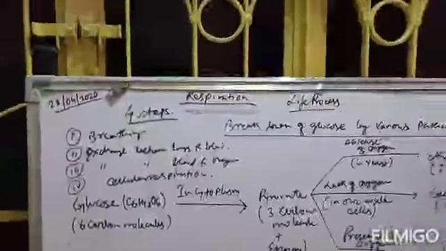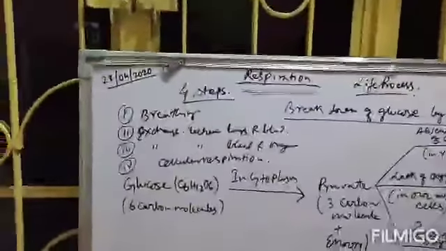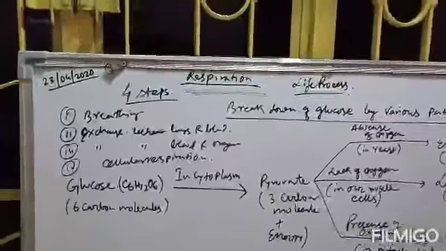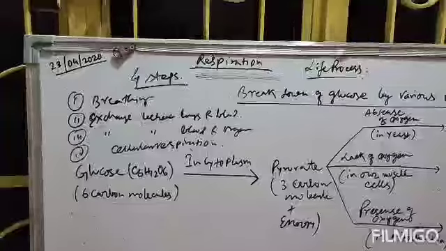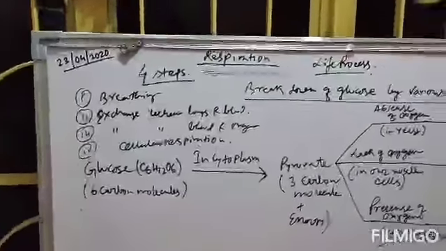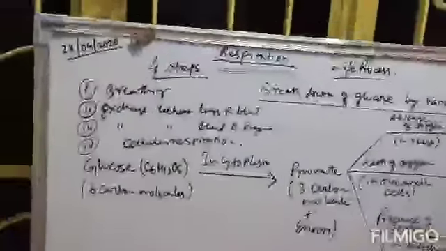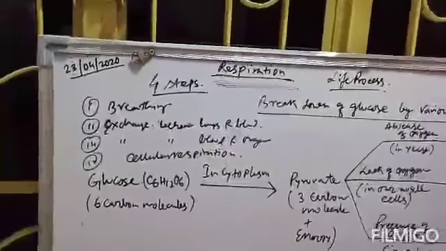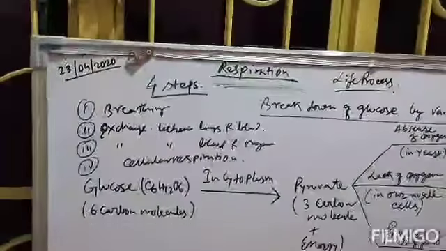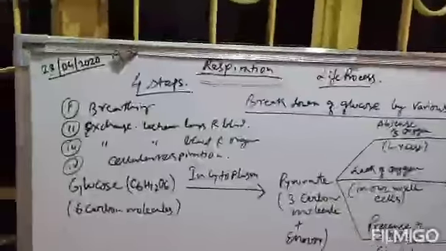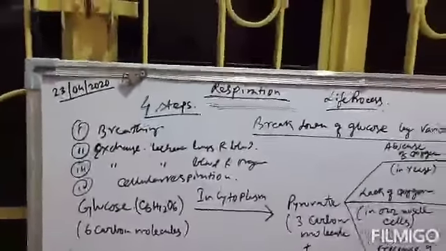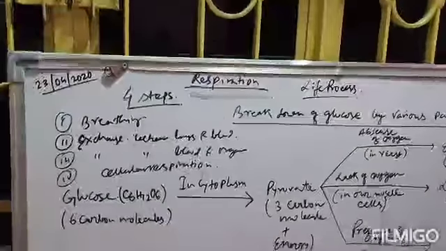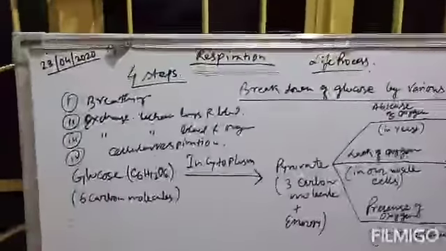Now what was breathing? Breathing is exchange of gases. That is, we take in oxygen and we give out carbon dioxide. Number 2, exchange between lungs and blood. Number 3, exchange between blood and organs. Clear? Now what happens when organs have got oxygen? That oxygen goes into tissues, or more precisely, into cells, because tissues are composed of cells. Clear? And the cellular respiration starts.